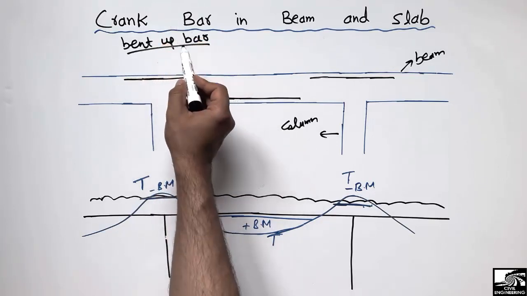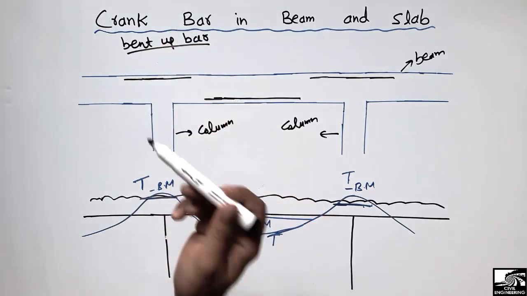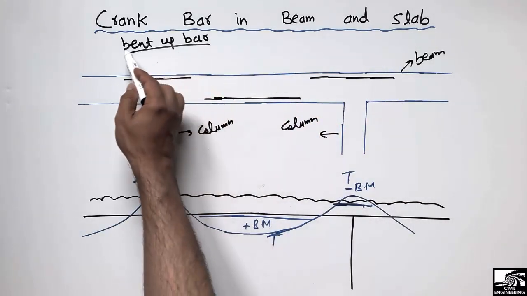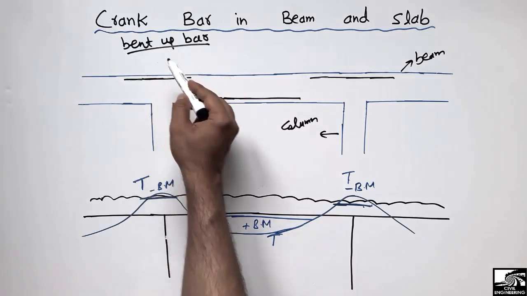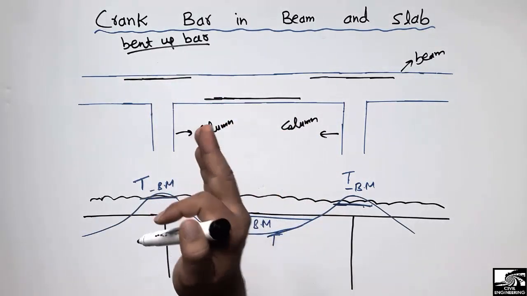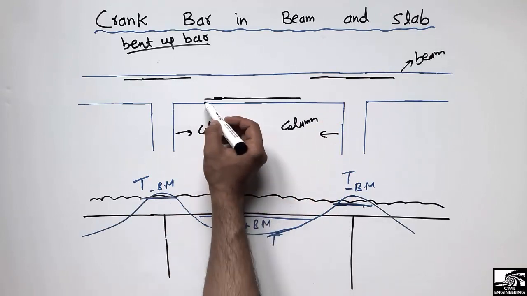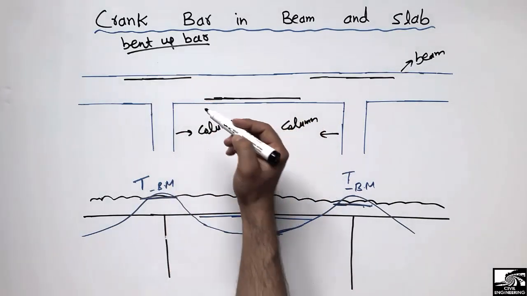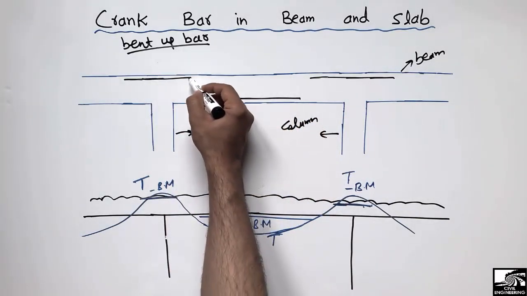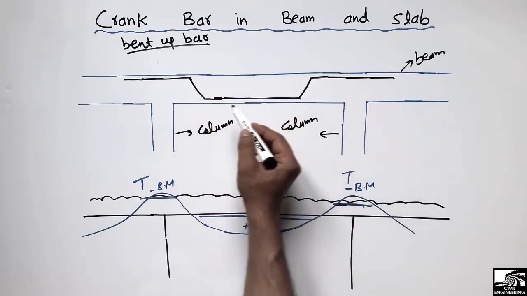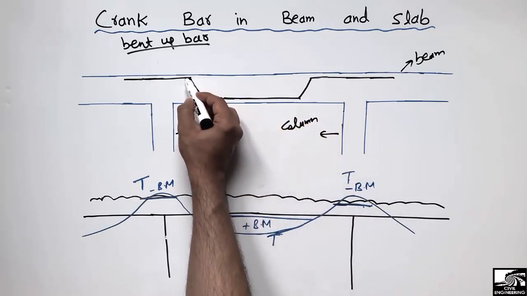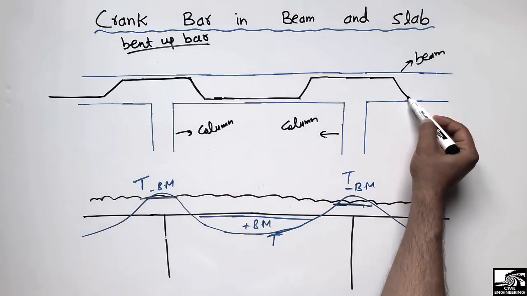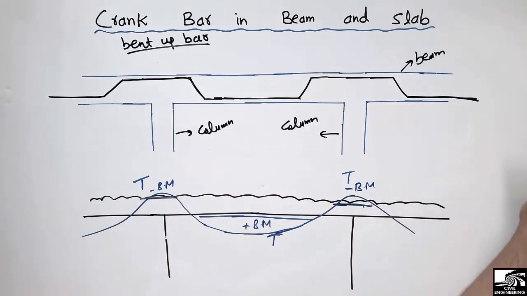This crank bar is also called the bent up bar, because this bar is usually bent to provide it in structure members. That's why it's called the bent up bar. This bar is provided in order to avoid the cutting of the reinforcement bar. So by providing the reinforcement at three different locations, we provide a single bar, but it is bent up. We just bend the same bar. This bar is bent continuously here again and then here again. Similarly, it is bent and then moves to the other portion of the beam.